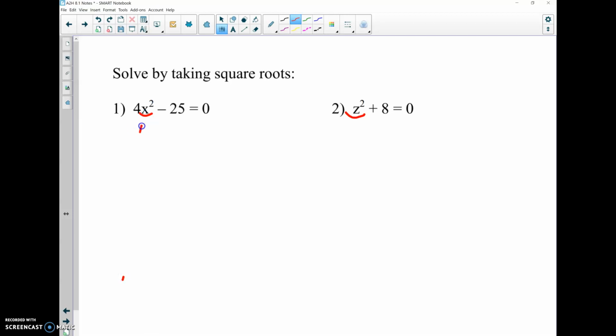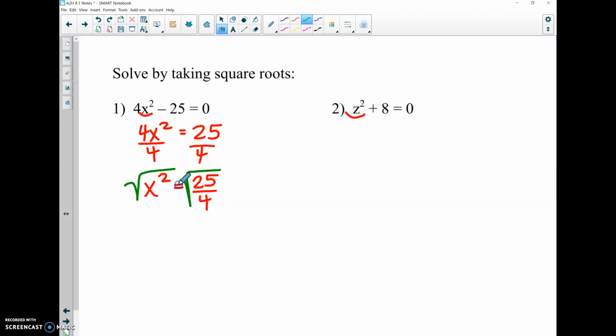Move 25 to the other side, so you have 4x squared equals 25. Get rid of the 4. So you have x squared equals 25/4. The inverse of something squared is taking the square root. So we are going to take the square root of both sides. The biggest difference for taking the square root of an equation is you need to take the positive and the negative versions of that square root. We're not just taking the principal root anymore, because a negative value for x, when you square it, is positive. So x in this case is going to be positive or negative.